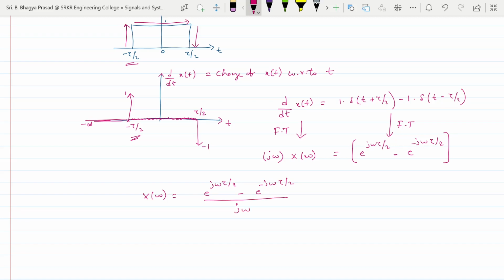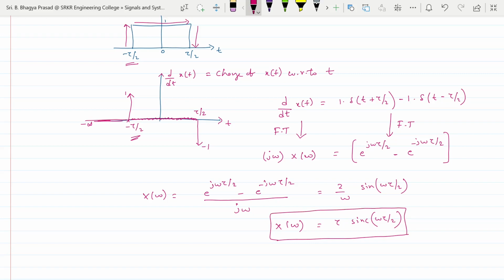by j omega. So again we have to do the same procedure we did before, converting this expression into sine terms. So this will be 2 by omega sine omega tau by 2, and again tau sinc omega tau by 2. So this is the procedure of finding out the Fourier transform of a pulse using the differentiation property, the time differentiation property.